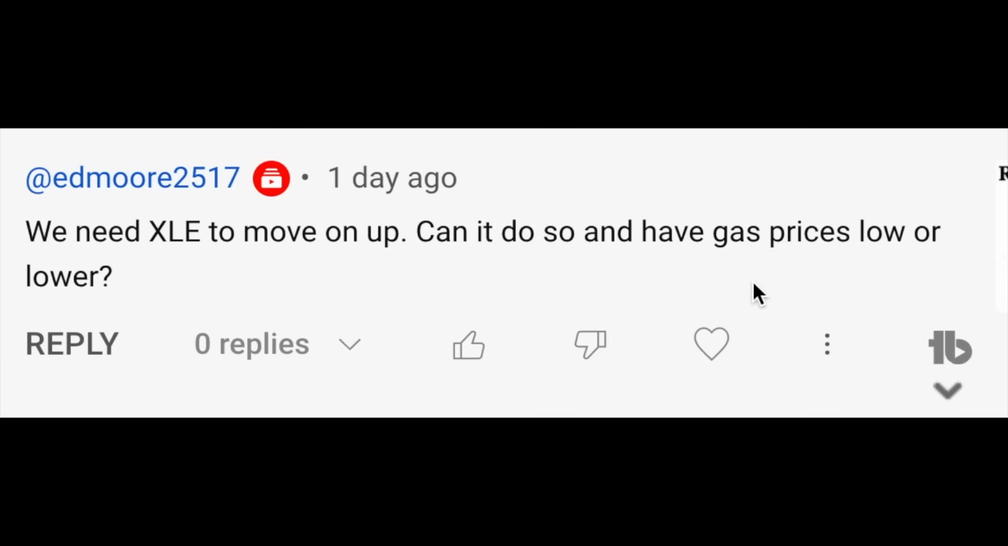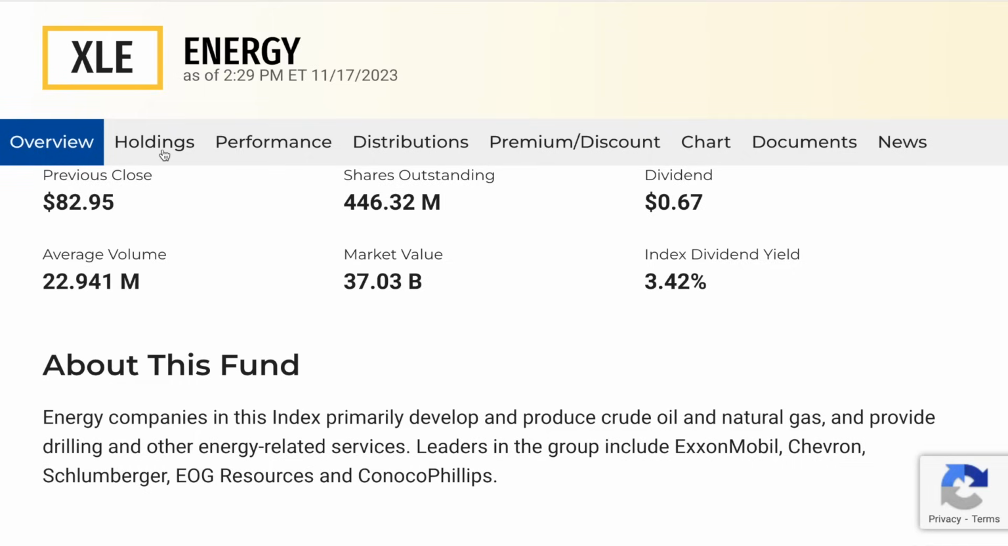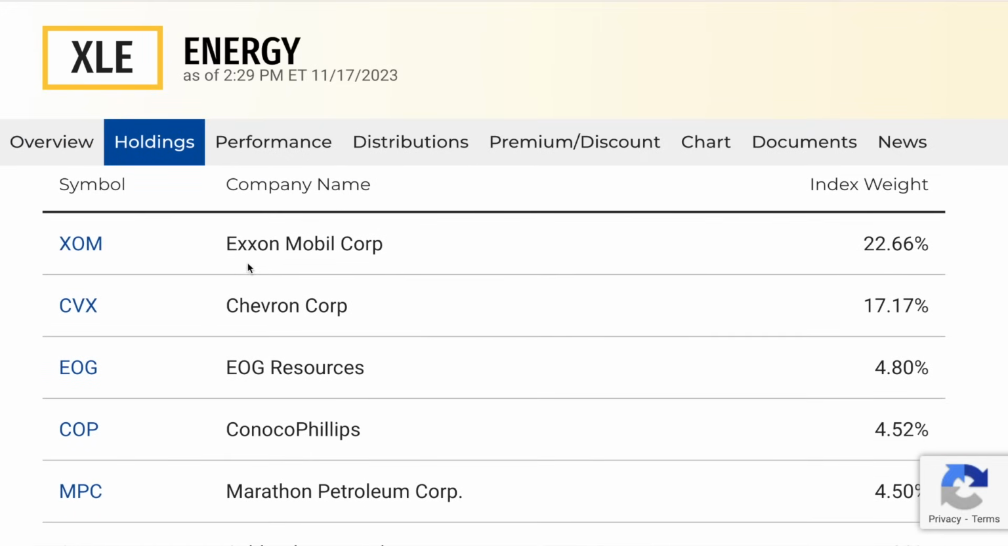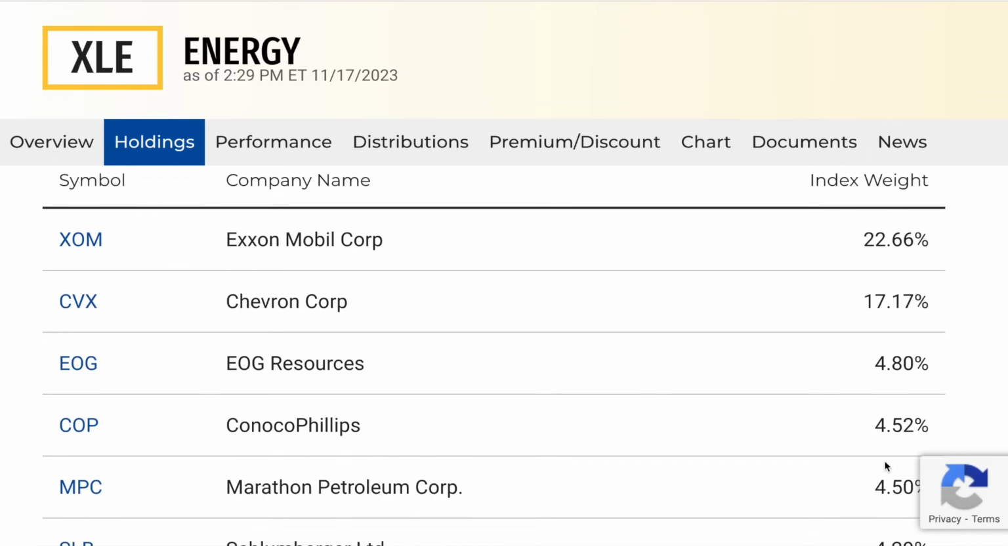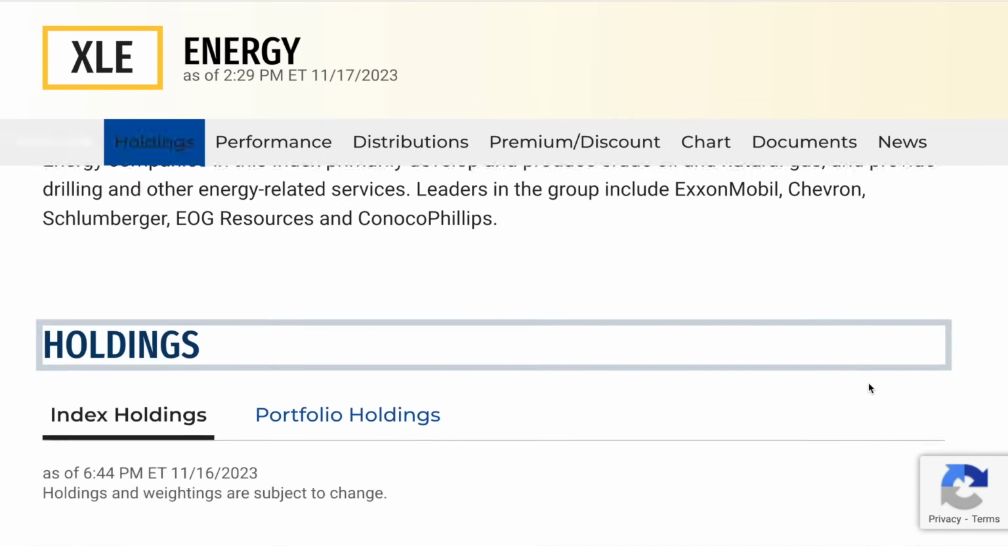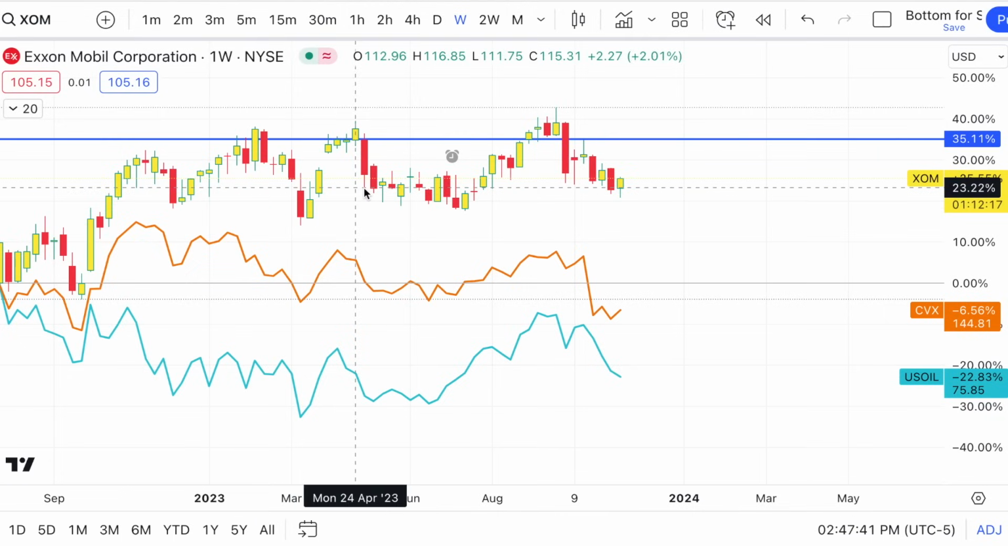I'm not sure why. Can it do so and have gas prices low or lower? Please, if this is your question, can you tell me why XLE has to move up? I'm just curious. But you need to understand what XLE is all about, right? The only way it can move up is if ExxonMobil and Chevron move up, because that's like 40% of this whole thing. Then you add in a few more stocks and half of them are oil companies, right? So what has to happen in order for XLE to move up?